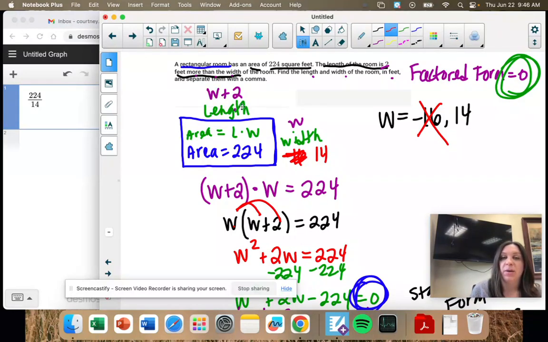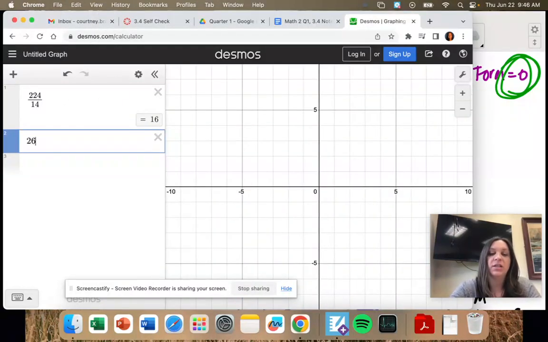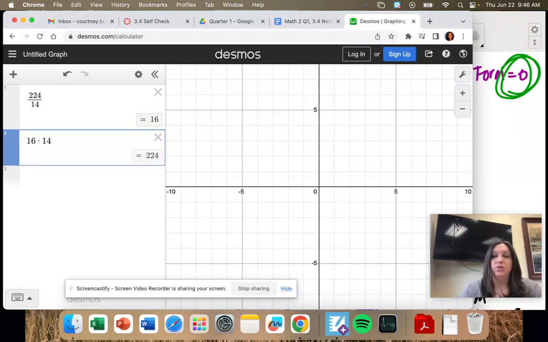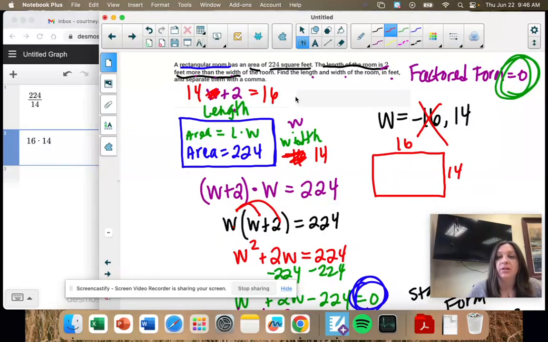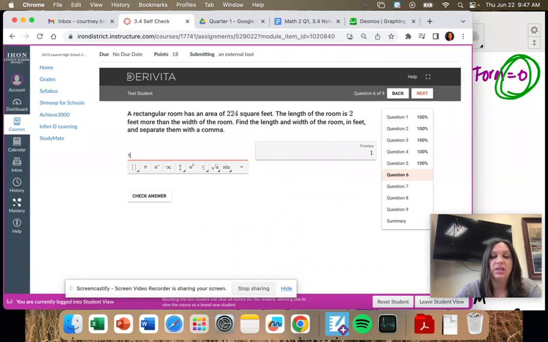And then remember our length is just the width plus 2. So 14 plus 2 is 16. So in our room, we have 16 and 14. And if we multiply those together, we get our area of 224. So over here, we're going to do 16, 14, length and width.